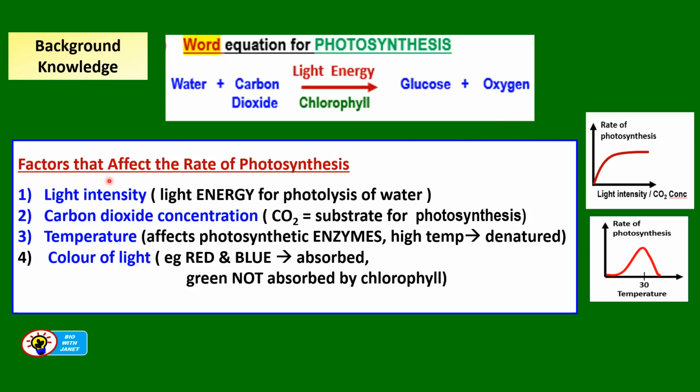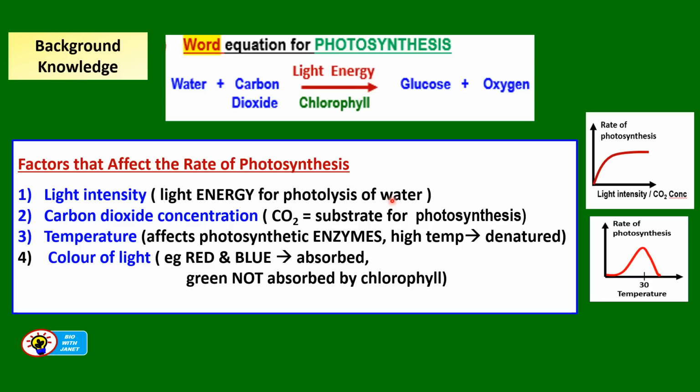Now, factors that affect the rate of photosynthesis. There are 4 factors that are important here: light intensity, carbon dioxide concentration, temperature, and even color of light. Now, for light intensity, we know that light energy is needed for the photolysis of water in the light-dependent reaction, LDR, of photosynthesis. So light provides the energy for the splitting of water molecules to form hydrogen ions, hydrogen atoms in the end, and the hydroxyl ions.